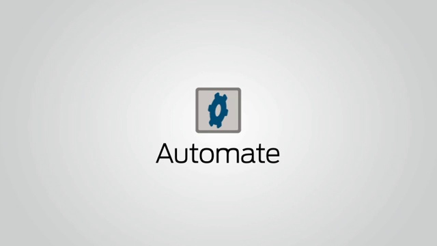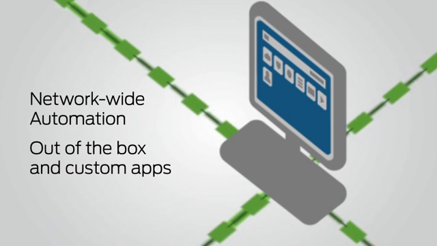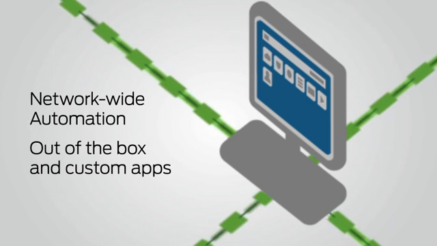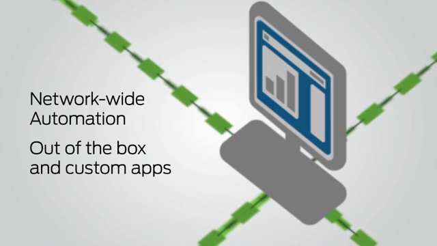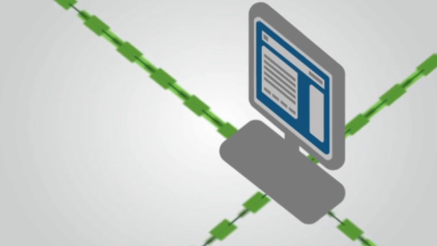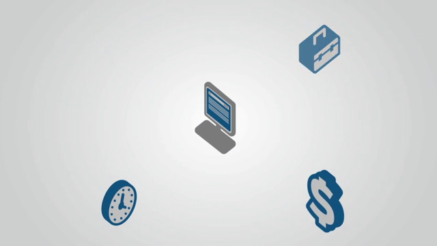Next, JUNOS Space helps you automate. It's a web-based open platform for network applications. Out-of-the-box and custom JUNOS Space apps let you quickly and accurately do tasks that used to take more people, tools, time, and money.